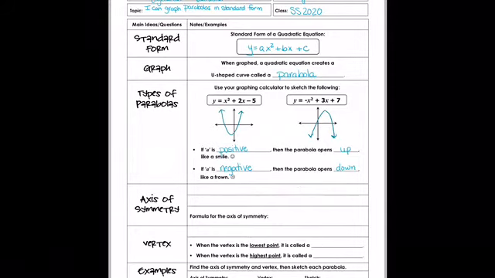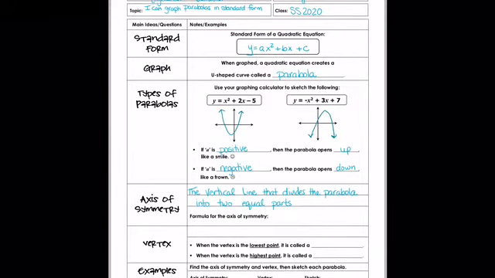Okay, the axis of symmetry. The axis of symmetry is the vertical line that divides the parabola into two equal parts. If you think back to your geometry ideas, the line of symmetry is going to divide that parabola into two equal parts. And that's really a helpful thing to know, because your vertex, which we're going to talk about in a minute, is going to lie on that line of symmetry.